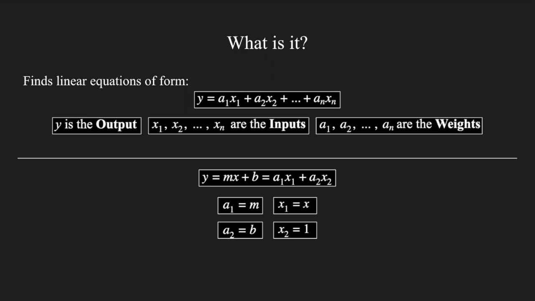Linear regression is used to find a linear equation of the form y equals a1 x1 plus ... plus an xn that best describes a set of data points, where y is an output, x1 through xn are inputs, and a1 through an are the weights, which represent how much a given input will affect the output. For example, for the equation of a 2D line y equals mx plus b, a1 equals m, x1 equals x, a2 equals b, and x2 equals 1.